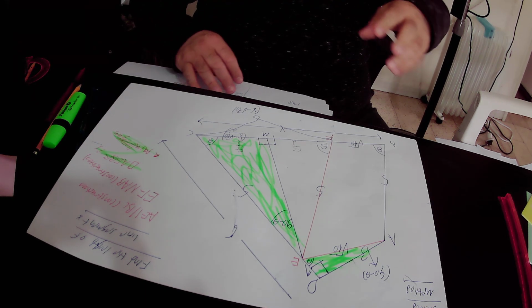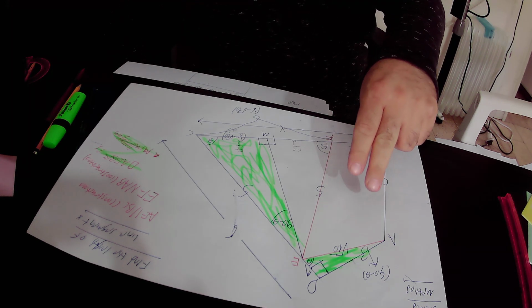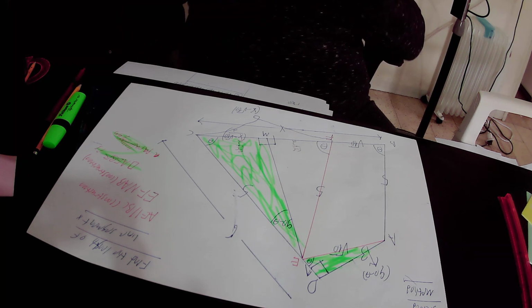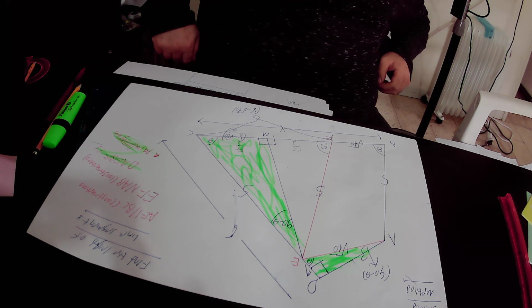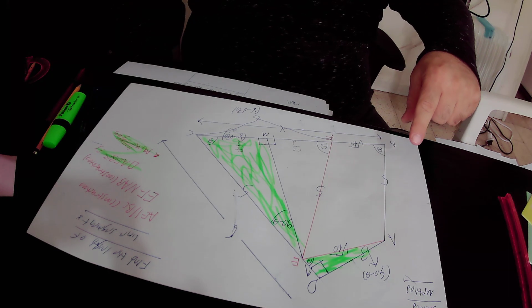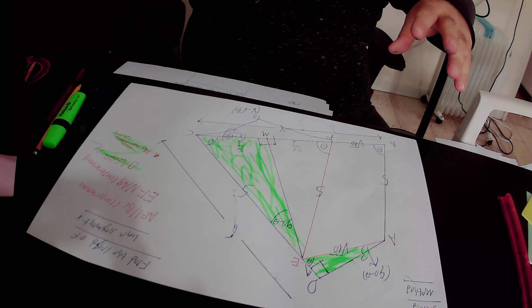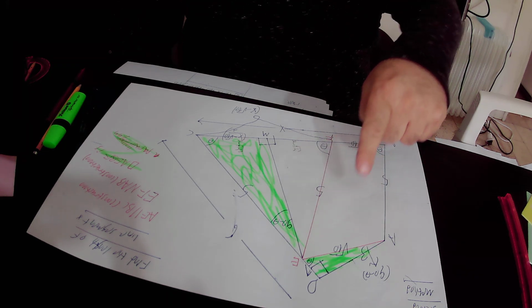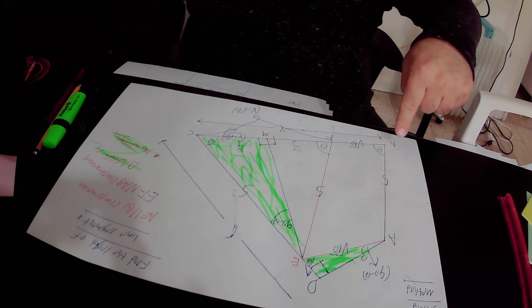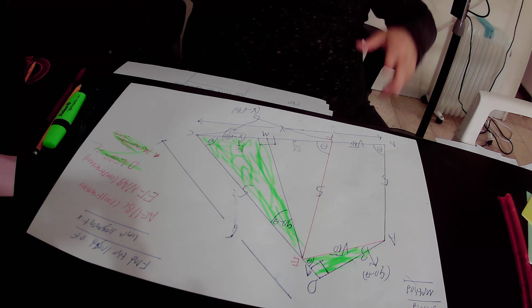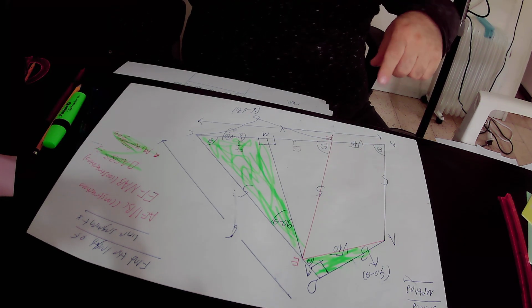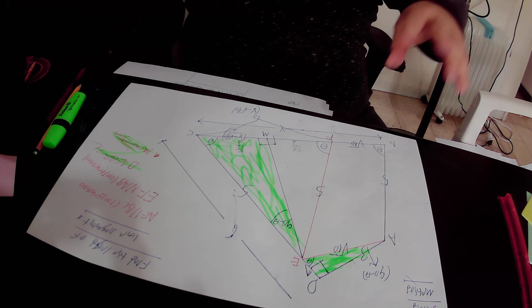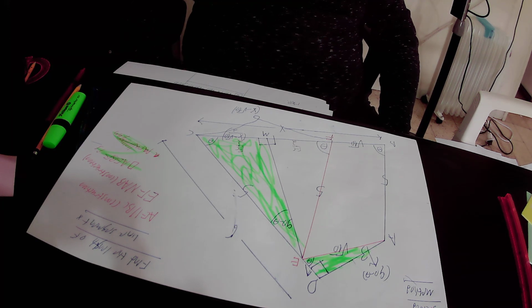So here we created quadrilateral AEBF that is a parallelogram. Why is quadrilateral AEBF a parallelogram? Because it has two couples of sides that are parallel to each other. AE is parallel to BF, and AB is also parallel to EF. And this is exactly the definition of a parallelogram. Okay?